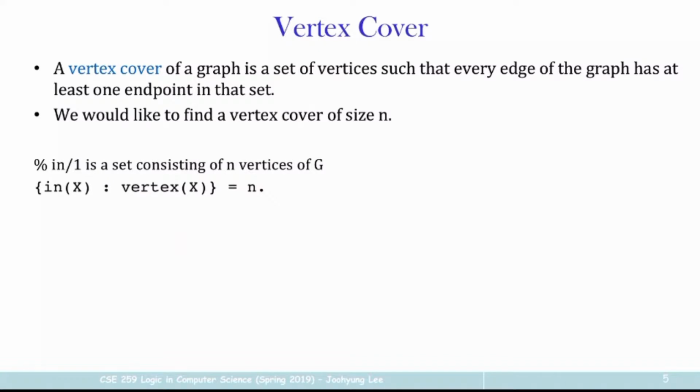Okay. So here, x is a local variable, and vertex x covers all the vertices in the graph. But we are going to select some of them and put them into the in predicate. And how many of them are we going to choose? N. Okay, so we'll choose a subset of the vertices whose size is n. That's what this line is doing. Okay?